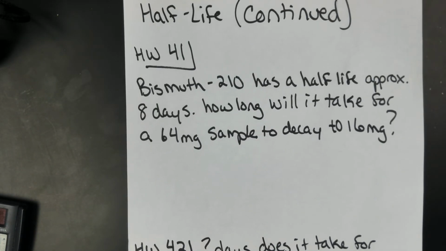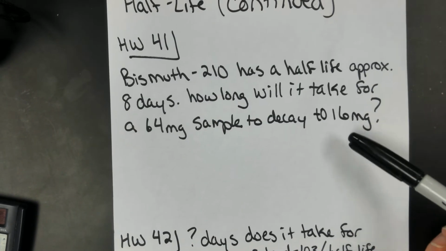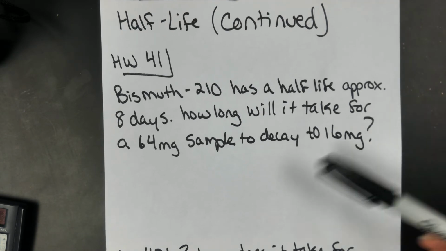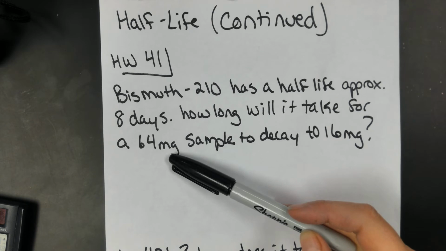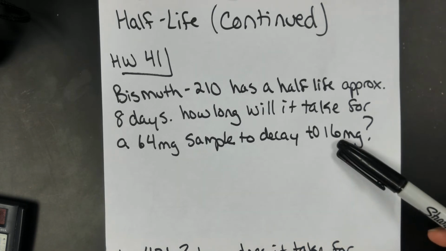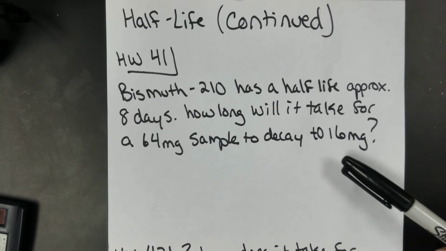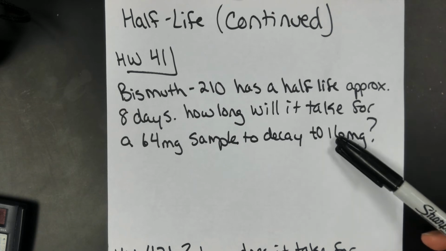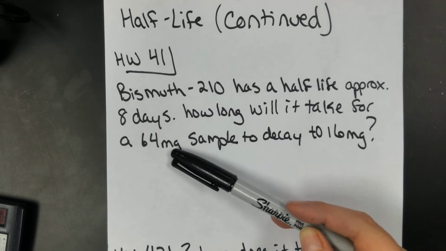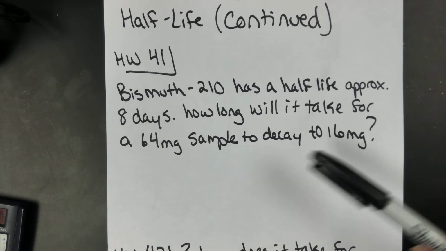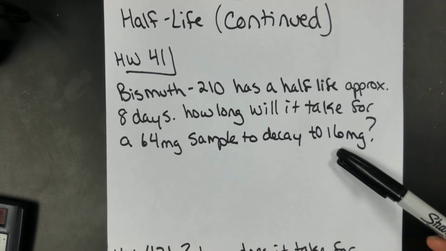What about this one? Bismuth-210 has a half-life of approximately 8 days. How long will it take for a 64 milligram sample to go down to 16 milligrams? This is what I'm interested in. 16 milligrams is how much is left. 64 is how much we started off with, right? So we went from 64 to 16.